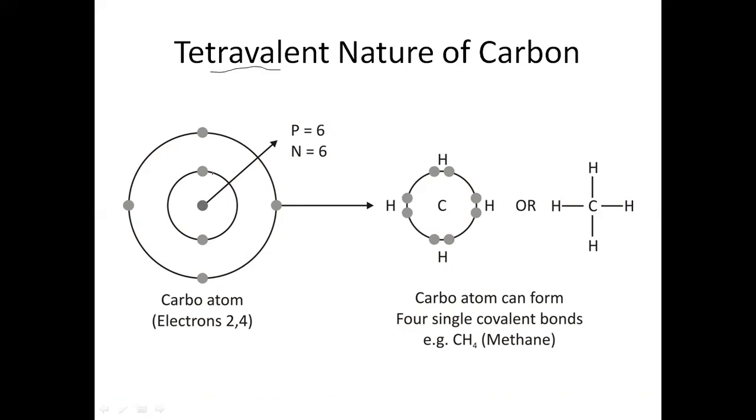So what is tetravalent nature? Every atom has some electrons, right? In carbon there are 6 electrons; the atomic number of carbon is 6. We know that the electrons are arranged in various shells. The capacity of the first shell is only 2 electrons, the capacity of the second shell is 8 electrons, and the capacity of the third shell is again 8 electrons.